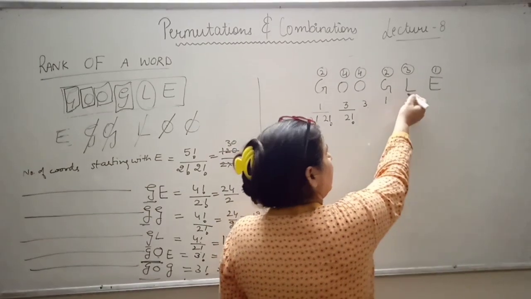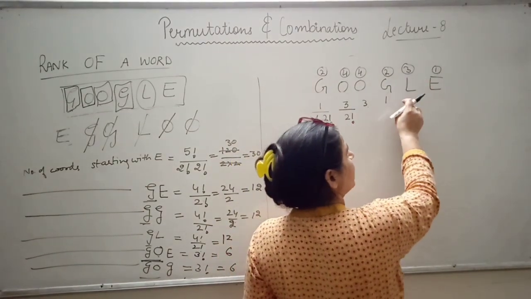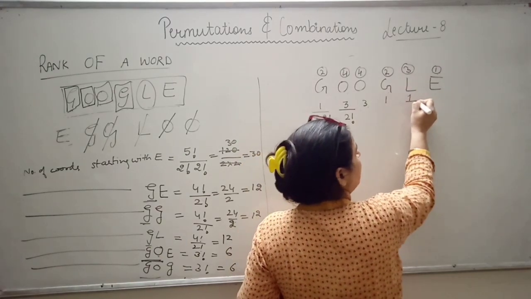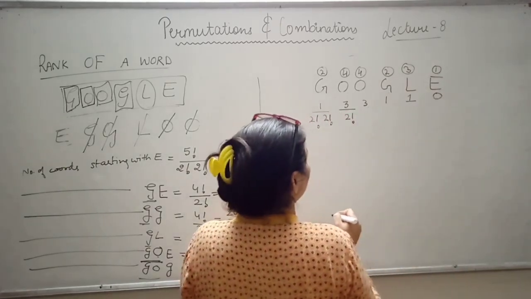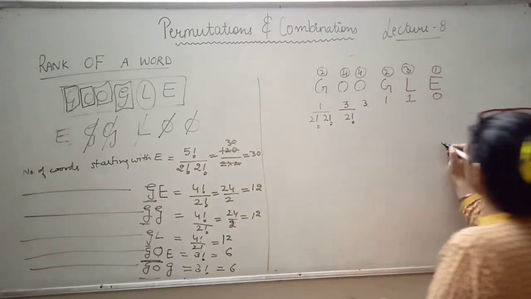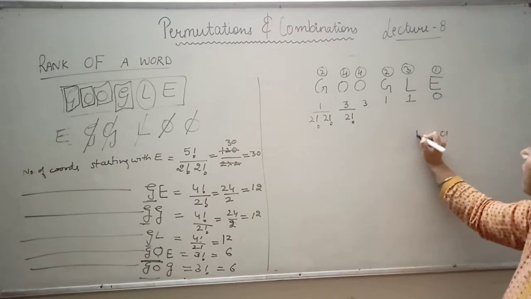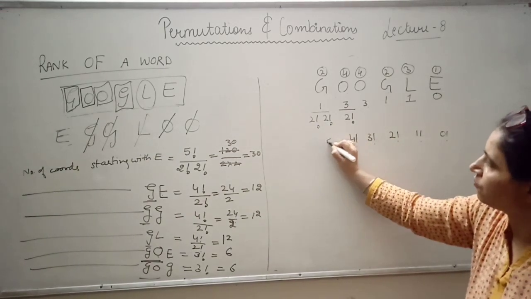Yes, L is at the third position and the number of letters which are lower than this L, that is 1. This is 1 and here 1 to its right there is none, so it is 0. So now I will start from extreme right. You know right, and what else do we do? 0 factorial, 1 factorial, 2 factorial, 3 factorial, 4 factorial and then 5 factorial.